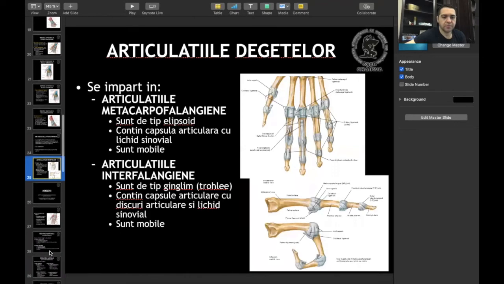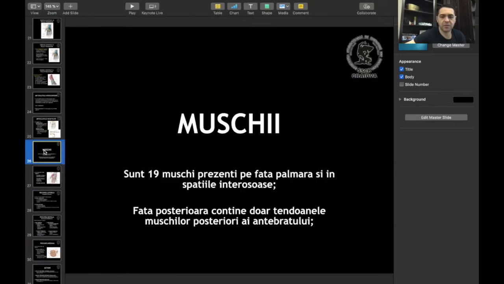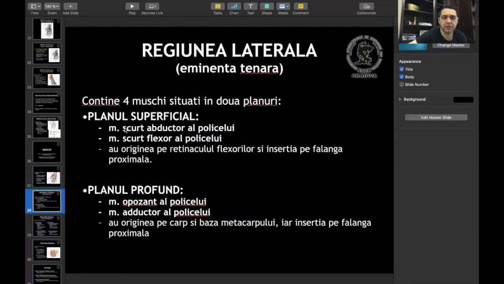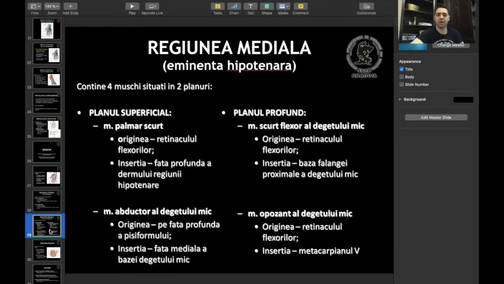So we have the intrinsic muscles. There are 19 intrinsic muscles. We have the thenar region or the lateral region, we have the medial region, and we have the hypothenar region. We have the thenar region with a lot of muscles. We have 2 planes, superficial and profound, as you can see here in this presentation. I will not insist on them because you will read about them at home in the anatomy atlas.